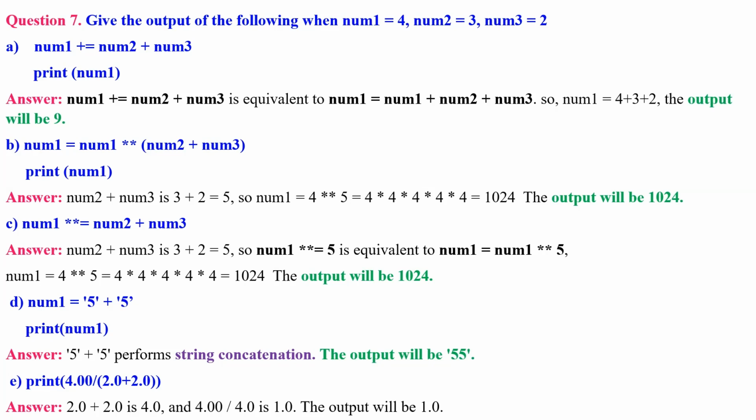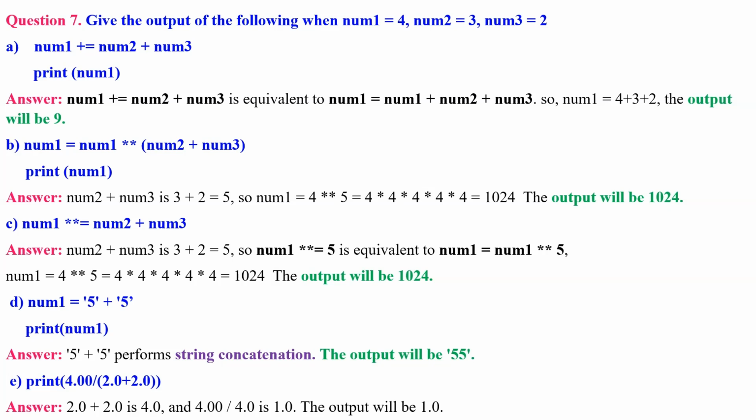Question C. Answer. num2 + num3 is 3 + 2, which is equal to 5, so num1 **= 5 is equivalent to num1 = num1 to the power 5. num1 equals 4 to the power 5, which is equal to 4 * 4 * 4 * 4 * 4, which is equal to 1024. The output will be 1024.